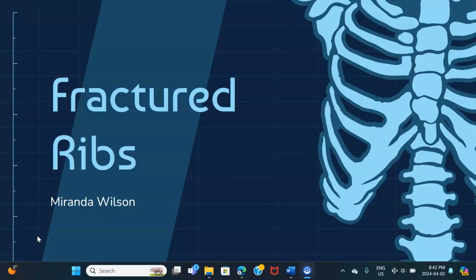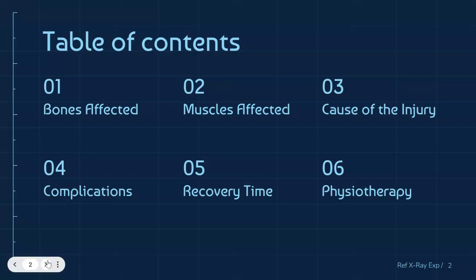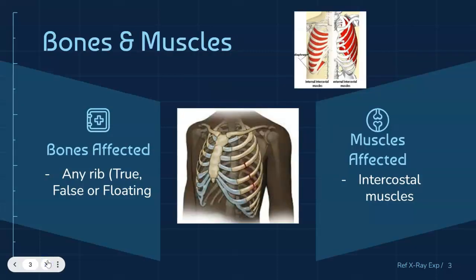The sport injury I decided to focus on for my sport injury webinar is fractured ribs. I will go through the bones affected, muscles affected, the cause of injury, some possible complications, recovery time, and recommended physiotherapy exercises.